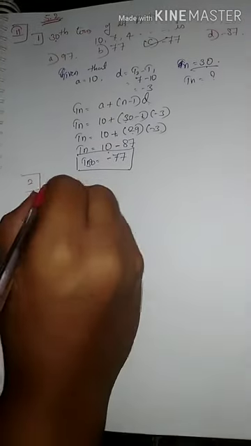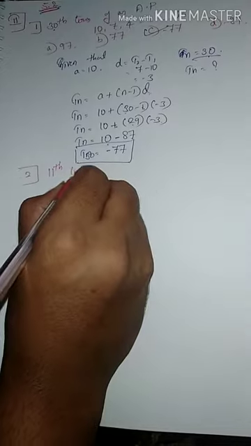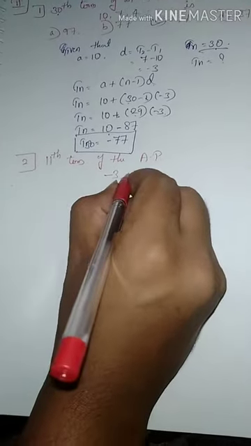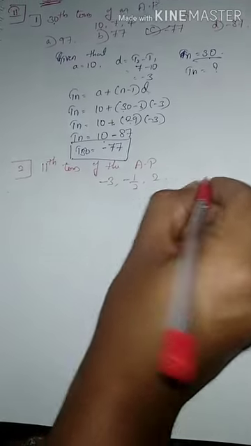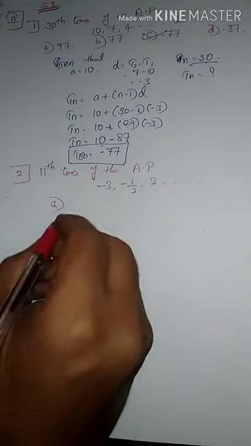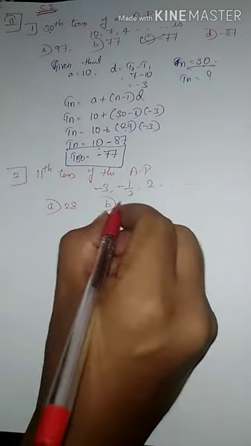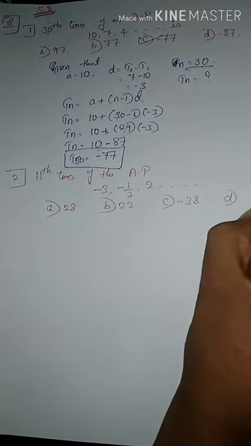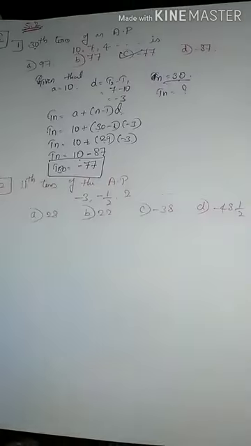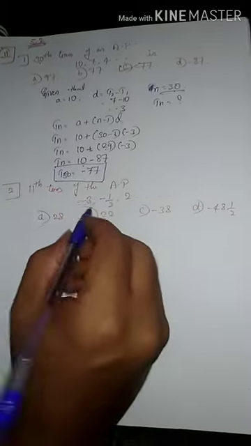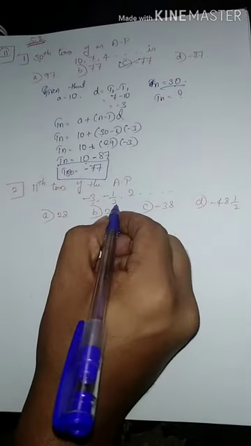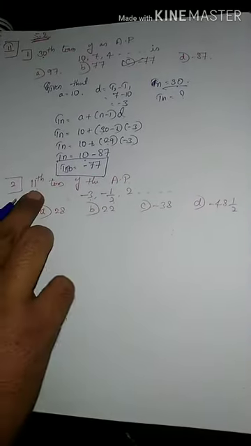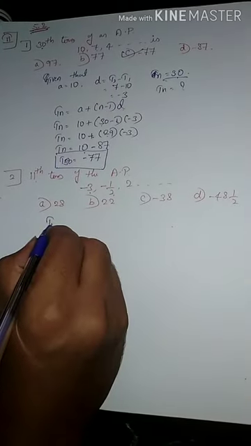11th term of the AP, minus 3, minus 1 by 2, 2, and so on, is option A 28, option B 22, option C minus 38, option D minus 48 and a half. So see here, the first term they have given, the common difference is also given, and n is also given. So we have to find the nth term.